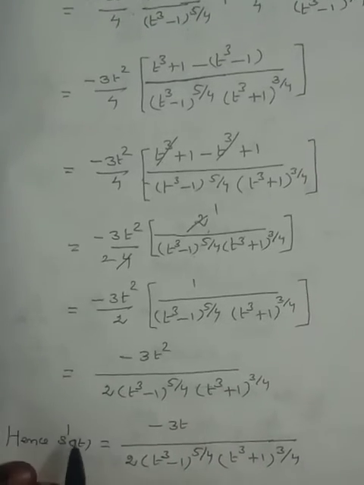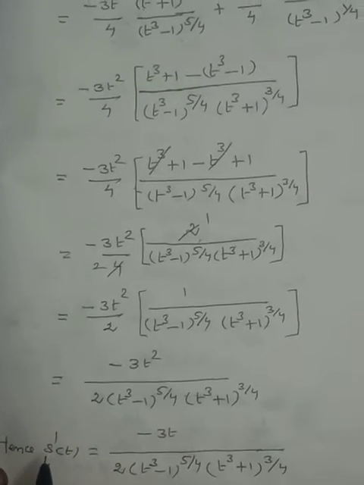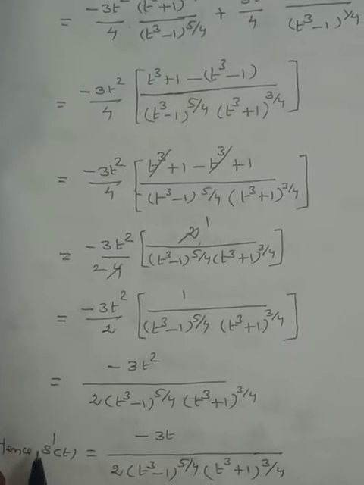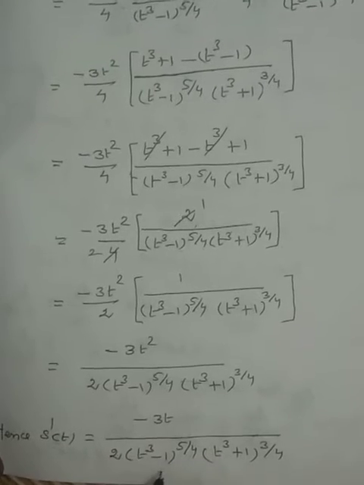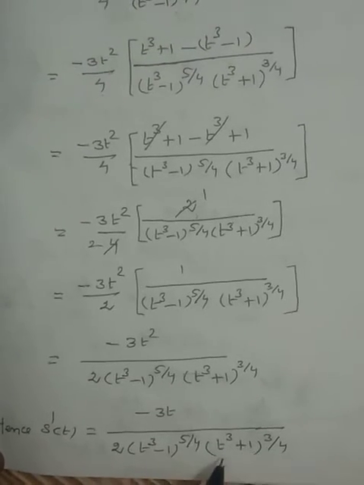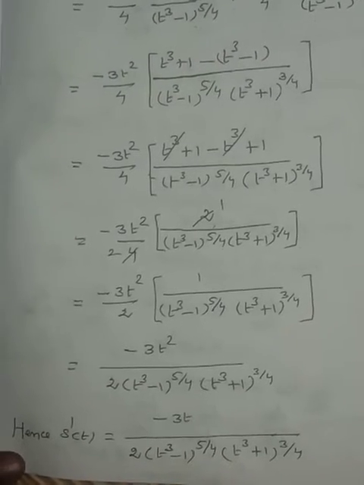Hence s dash of t. Differentiate s with respect to t. We have s dash of t is equal to minus 3t divided by 2 into t to the power of 3 minus 1 whole to the power of 5 by 4 into t to the power of 3 plus 1 whole to the power of 3 by 4.